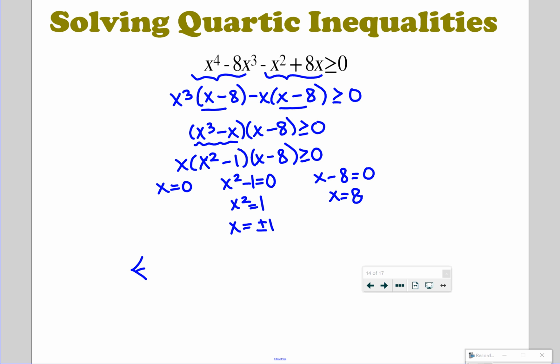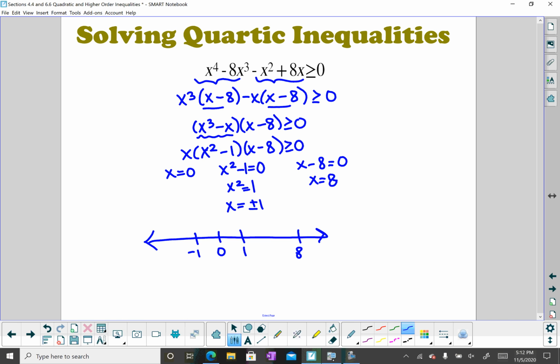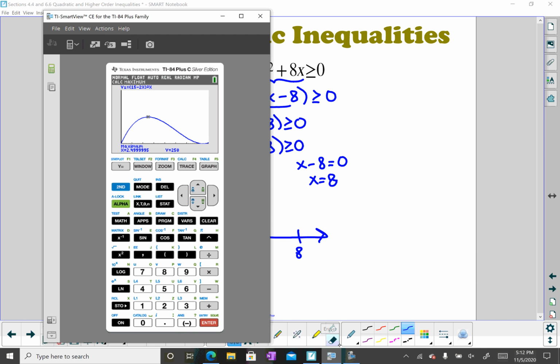So let's set up our number line here. And just be careful when you get a lot of numbers, you want to make sure you put them in the right place in the number line. So let's see, negative 1, 0, 1, and 8 are what we're looking for here. Now, once we have all of those, you can use your test points. And I'm going to show you a little trick on this one with the graphing calculator because it does get a little tedious to plug those numbers in.